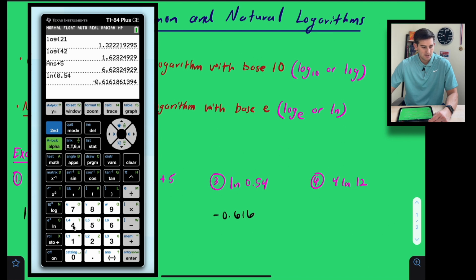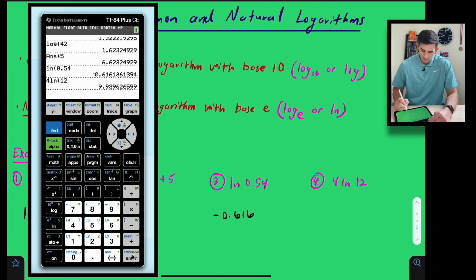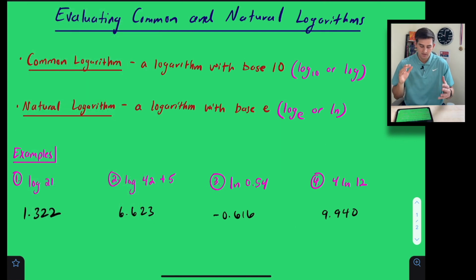All right, and the last one, number 4, we are multiplying 4 times the natural log of 12. So we can type that in just as we see it, 4 ln of 12. Okay, and we get 9.9396, so we'll call it 9.940. Okay, so that's how we can use the natural log button, ln, and the common log button, log, on the TI-84 Plus CE calculator to evaluate some common and natural logs.